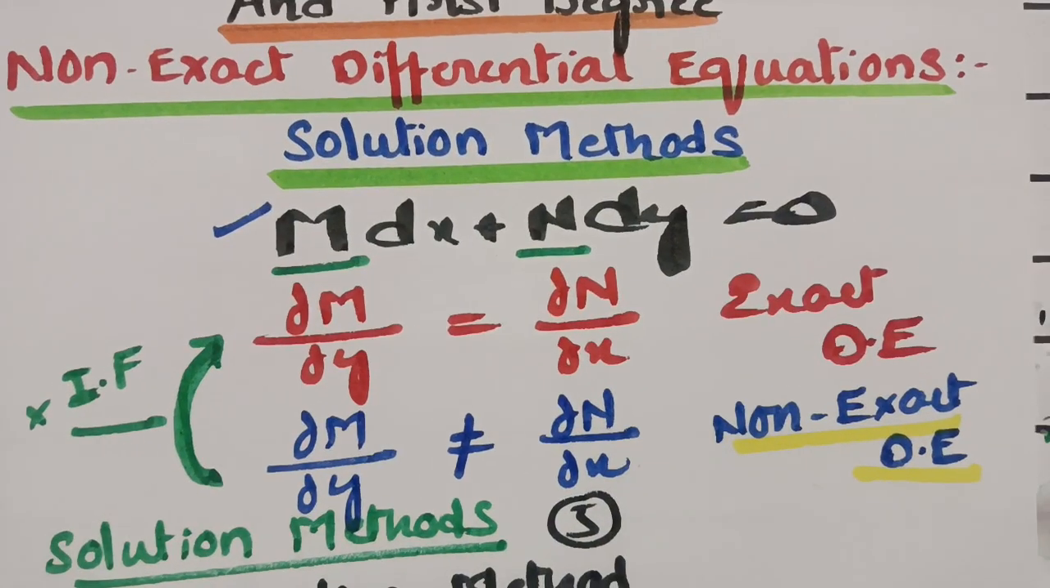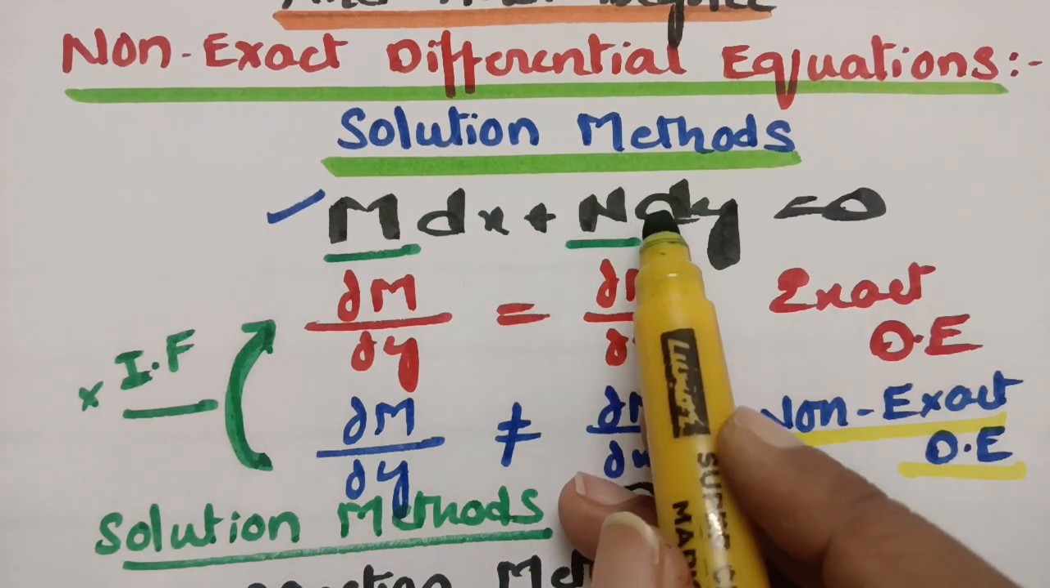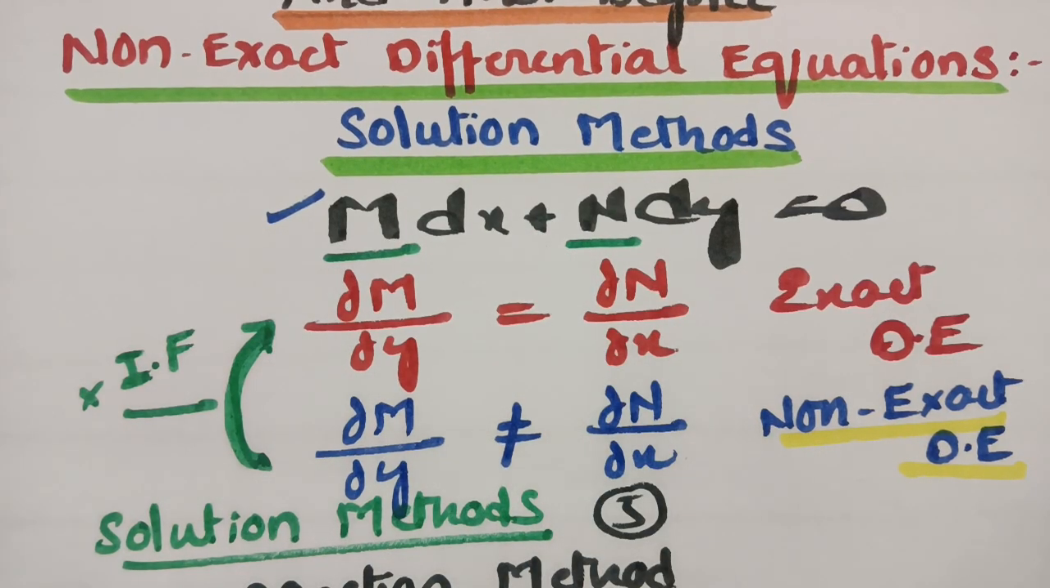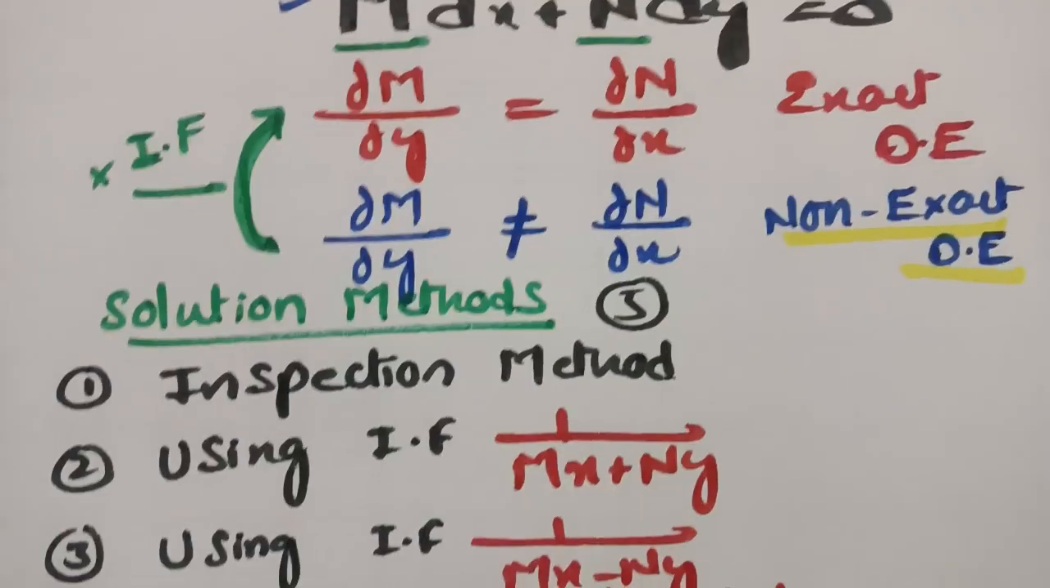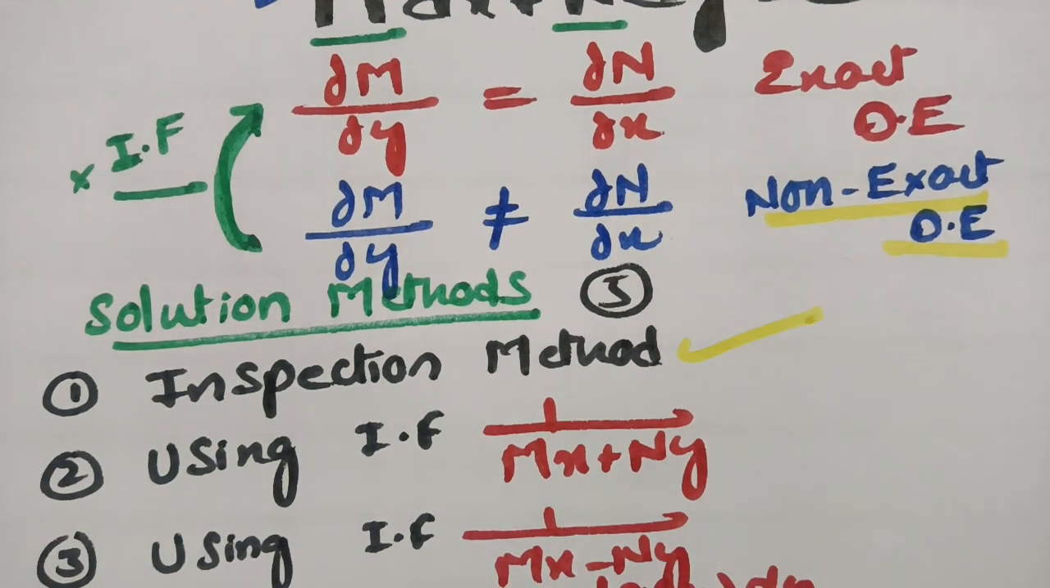So what is a non-exact differential equation? When m dx plus n dy is equal to 0 is the equation, if you calculate dou m by dou y, which is not equal to dou n by dou x, then we say that the given equation is a non-exact differential equation. And how to find the solutions for this non-exact differential equation? Generally, we'll go with an inspection method. There are a few formulas here, so I'll tell you in my next video. After choosing those formulas, we have to integrate on both sides and get the solution.